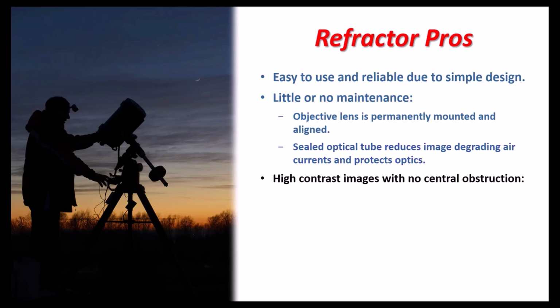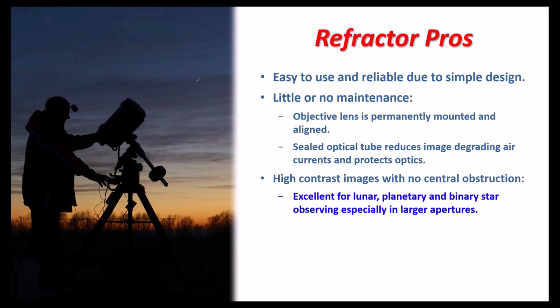Refractors are known for their high contrast images because they have no central obstruction. We'll see later that reflectors and catadioptric telescopes all have a central obstruction because of their basic design. Because refractors are known for their high contrast images, these are the telescopes of choice for lunar, planetary, and binary star observing, especially in the larger apertures and longer focal lengths.